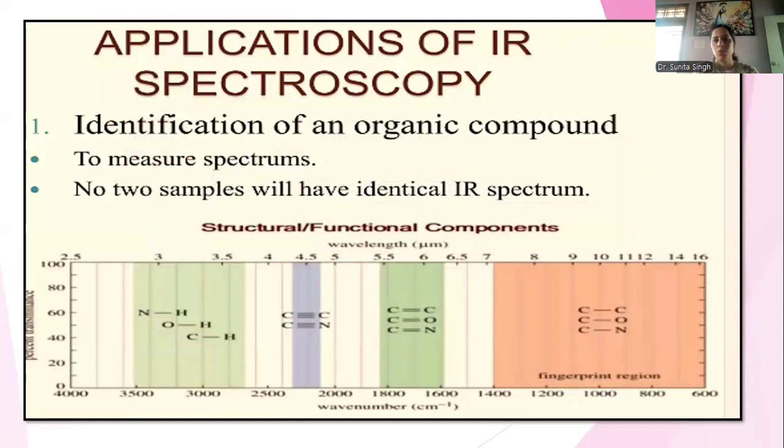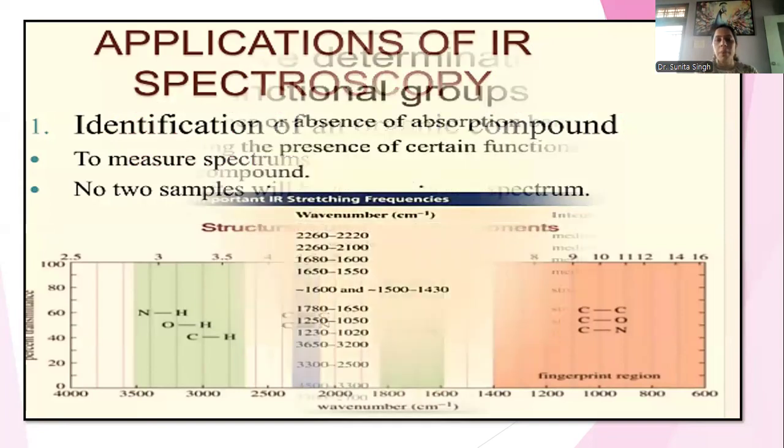Applications of IR spectroscopy, which is one of the important parts of this lecture. Identification of an organic compound. No two samples will have identical IR spectra, as I have already told you that it is a fingerprint of that compound. We have different frequencies for the different functional groups.